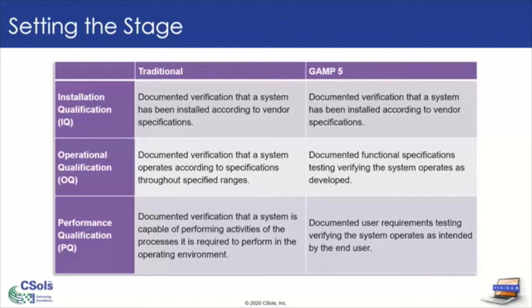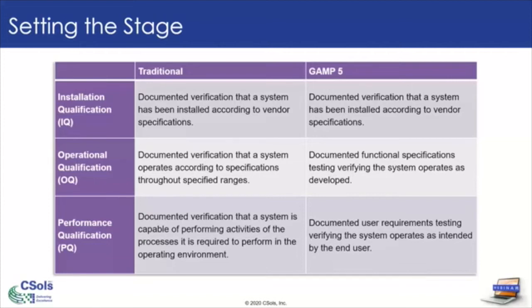So IQ really, between the traditional definition and GAMP, hasn't changed. What we're talking about with IQ is that documented verification that your system has been installed the way the vendor requires it to be installed. So they're going to have the requirements of operating system, memory, whether it's on-premise, hosted, local, thick clients, thin clients, all those types of requirements on how a system gets installed. That's what we're talking about with IQ and qualifying that installation.